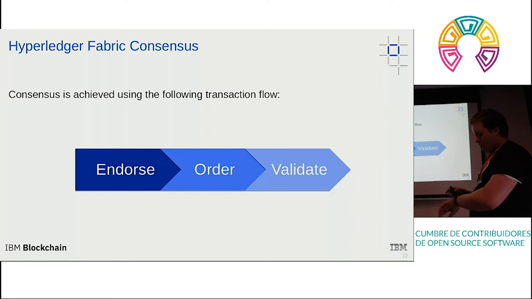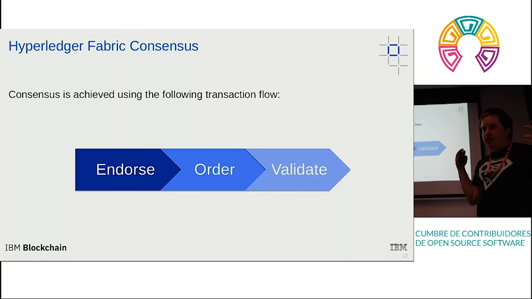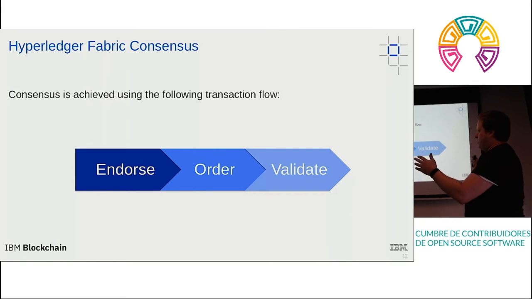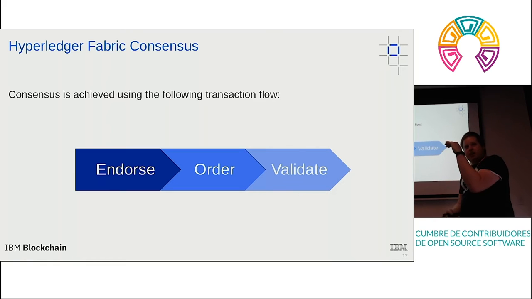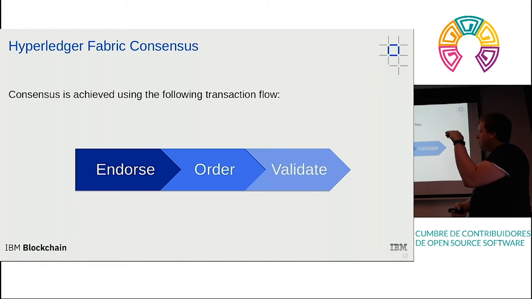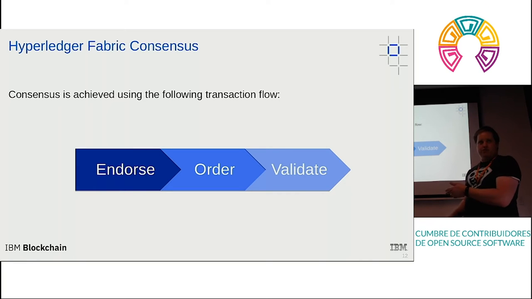So consensus is a major process of any blockchain. We have to decide what is the answer, what is the output of a transaction. And Fabric does it in an interesting way compared to most cryptocurrencies, in that we execute and endorse all of our transactions. Then we take all the transactions, package them up into blocks, we order them, and that is done by the ordering service, and then we validate all of the individual transactions as well as the block itself.